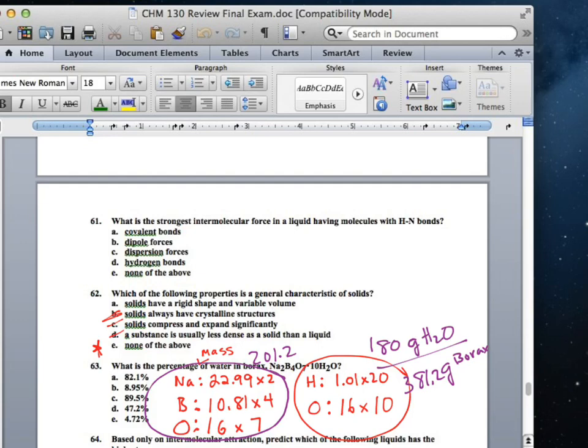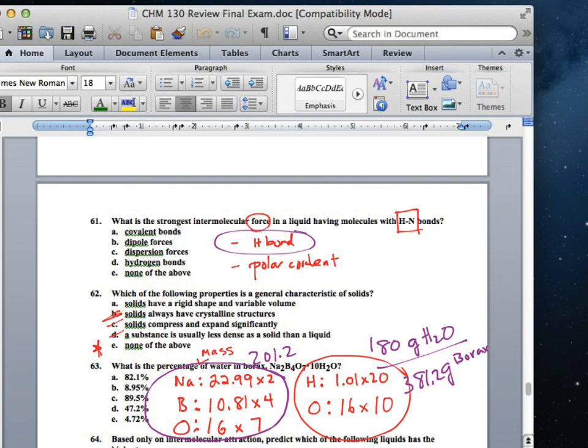What is the strongest intermolecular force in a liquid having molecules with HN bonds? HN, go through our forces. If we have a hydrogen bound to nitrogen, oxygen, or fluorine, we have hydrogen bonding, which is a force. What type of bond would we have? It's not covalent. No, it's polar covalent. Let's say both of those answer choices were given to you. What's your answer? Why hydrogen bonding?